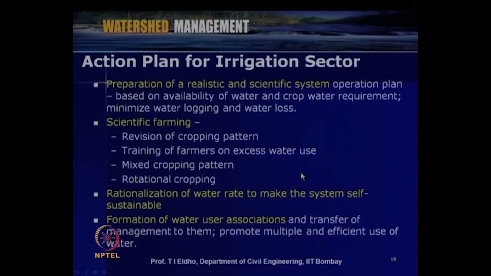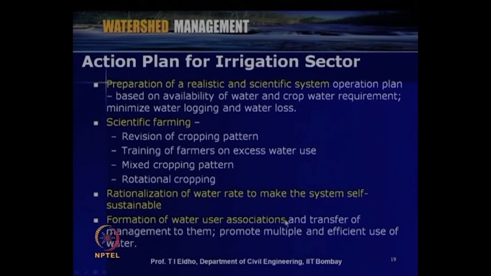Then rationalization of water rates to make the system self sustainable. If you give the water free of cost, there will be a tendency for the farmers to use more water. That use of more water may decrease the crop production, and it may lead to waterlogging and other related problems. And then of course the water which is available for other purposes, by using more water, water conservation will not be possible. So, we have to rationalize the water rate in an effective way, so that the system is sustainable.